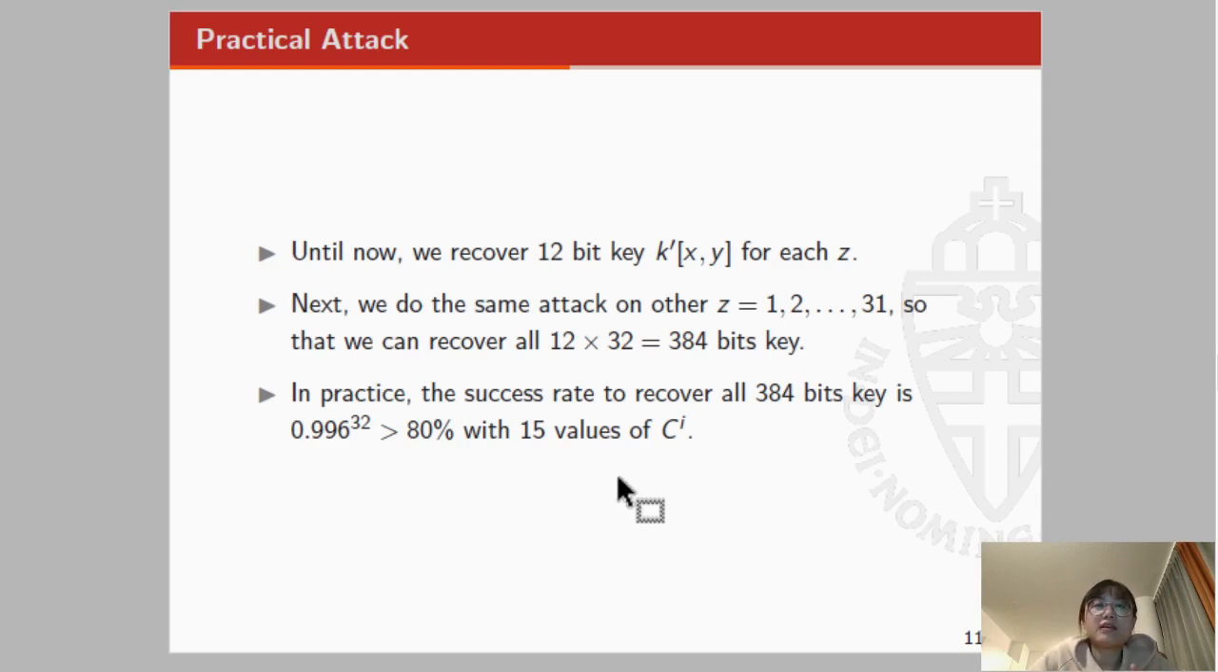In practice, with the 15 values of output CI, the success rate to recover all k bits is larger than 80%.